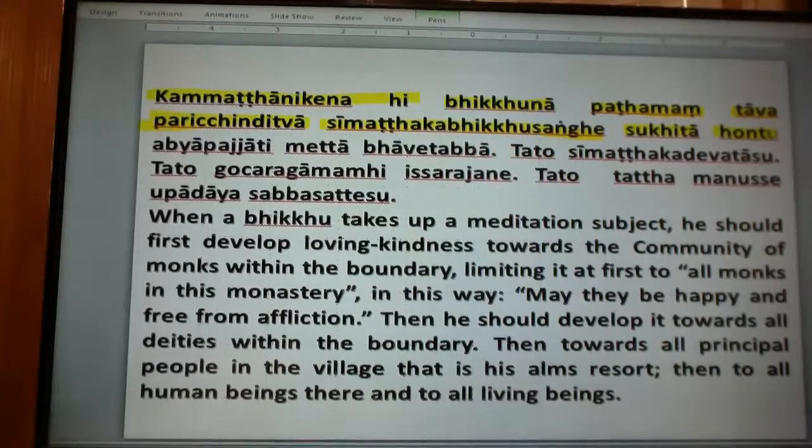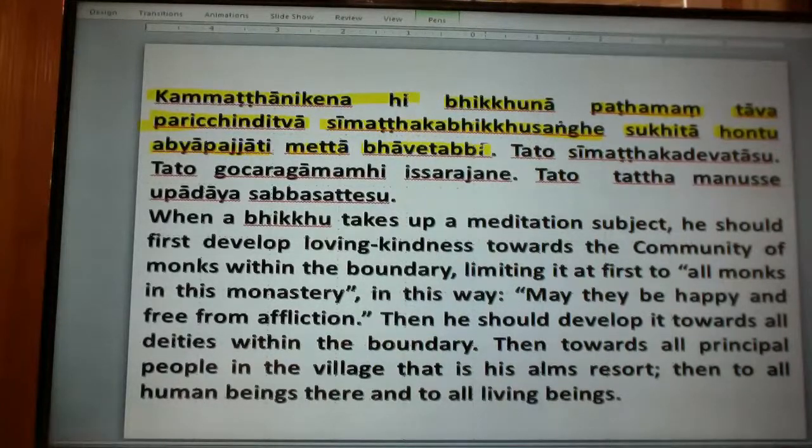Sukhita Hondu. Sukhita Hondu means, making loving kindness like that, may you be happy. Sukhita Hondu means may the Simataka Sangha be happy. So the loving kindness. Abhyabhaja Hondu means free from dangers. So Metta Bhavitaba, loving kindness should be increased.